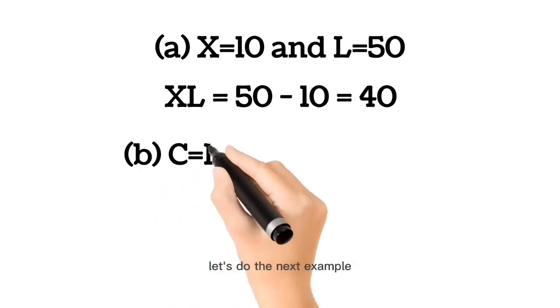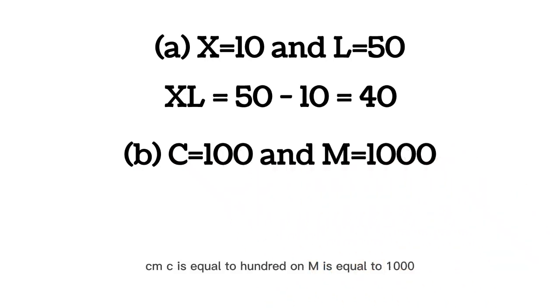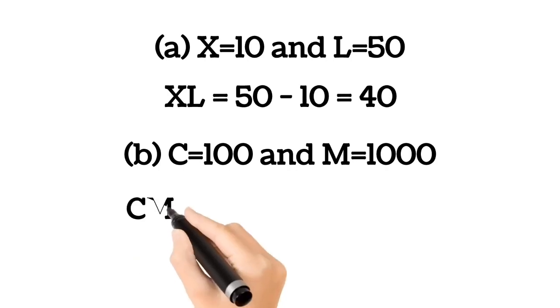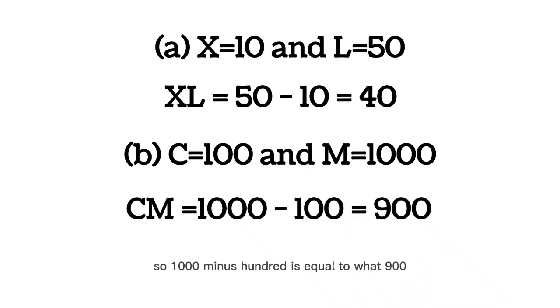Let's do the next example. CM. C is equal to 100 and M is equal to 1000. Now, since C is behind M, we are going to subtract. So we're going to subtract 100 from 1000. So 1000 minus 100 is equal to what? 900. So CM is equal to 900.